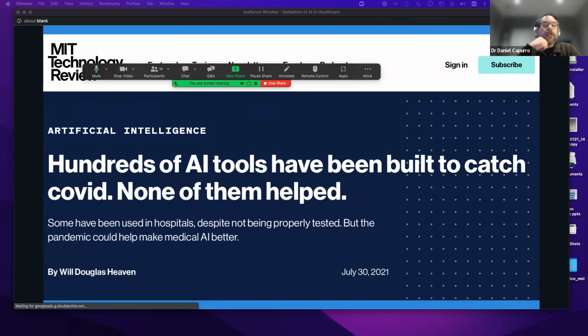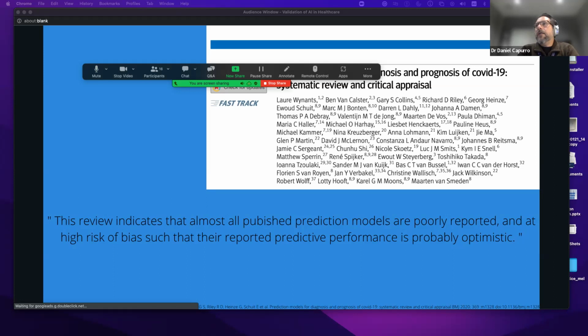Here's a systematic review that was published early in the year 2020. It's a living systematic review, so it's been updated over and over again. And it says, to this day, this review indicates that almost all published prediction models are poorly reported and at high risk of bias, such that their reported predicted performance is probably optimistic. So there were hundreds or even thousands of algorithms published that help you identify COVID from chest x-rays, that could predict mortality out of those chest x-rays. But there was actually none of that or very little implemented.